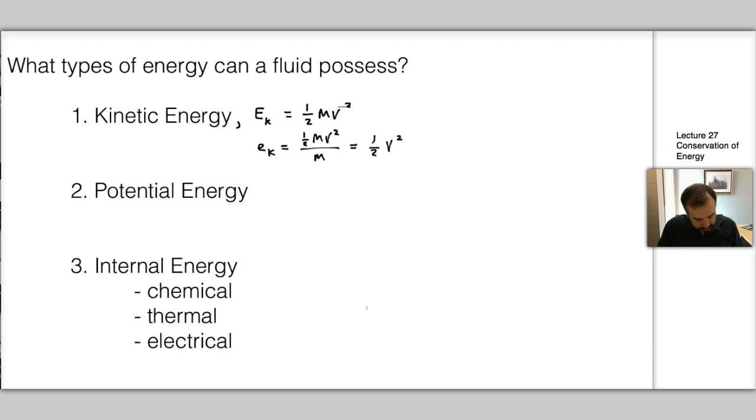We've also looked at potential energy already, so that's another form of energy. And here we'll use capital EP, and that is equal to the mass times the gravitational acceleration times the elevation. And there, we can do the same thing, get lowercase e, it's going to be mgz over m, and that's going to equal gz.